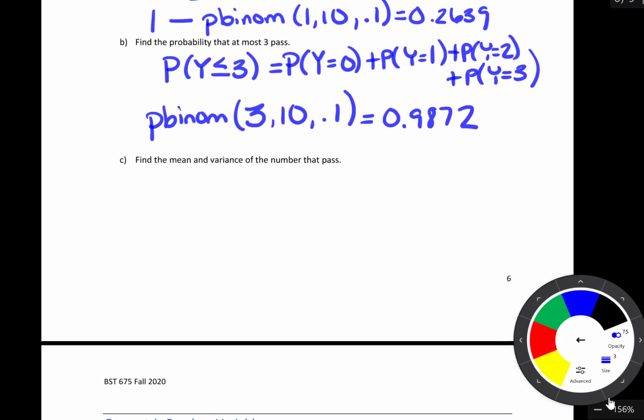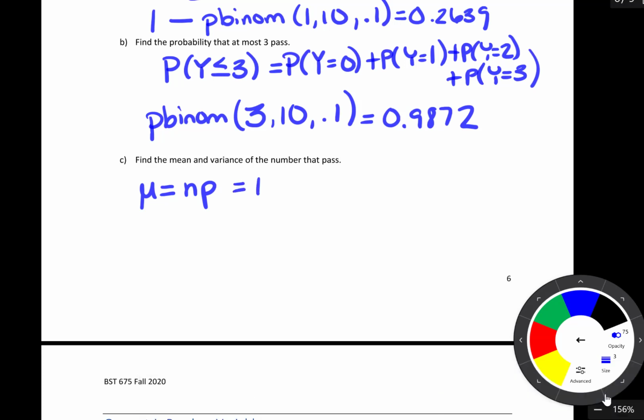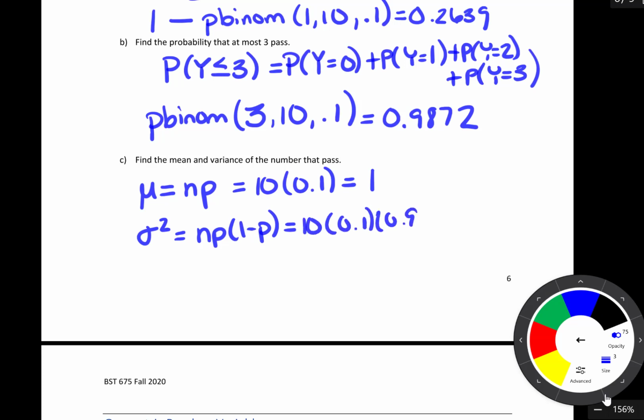We could also find the mean and the variance of the number that pass. So recall that the mean for a binomial random variable is equal to n times p. So in this case, n is equal to 10 and p is equal to 0.1. So this is equal to 1. So what we're saying here, on average, out of 10 people, we expect 1 to pass. And then for our variance, we have n times p times 1 minus p. So here we're going to have 10 times 0.1 times 0.9, so we get 0.9. And then of course if we wanted to find the standard deviation, we could take the square root of the variance.